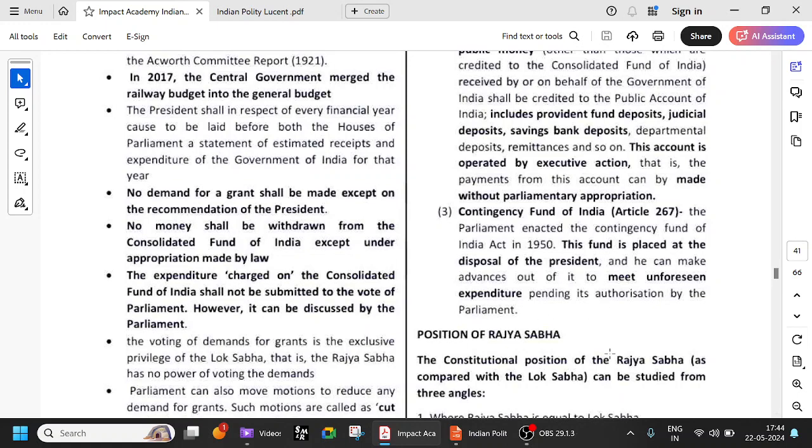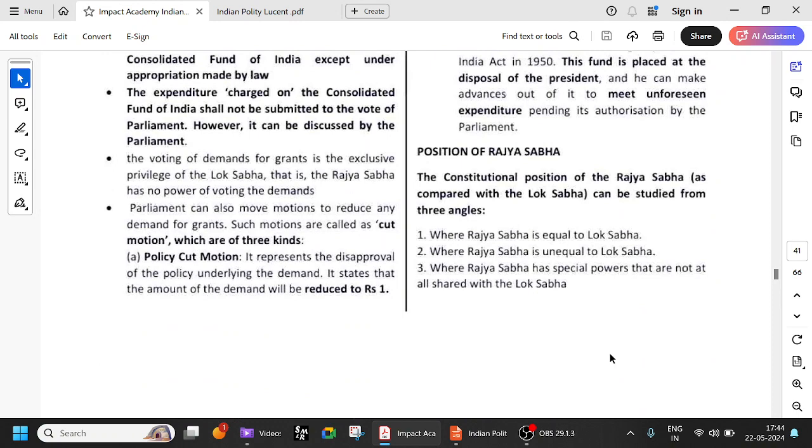So we have seen about the powers of Rajya Sabha, parliamentary privileges, and the various funds.